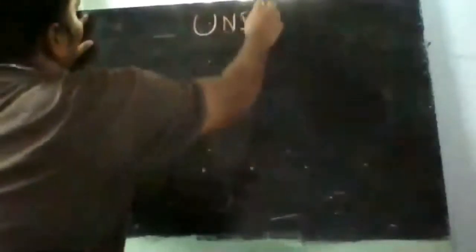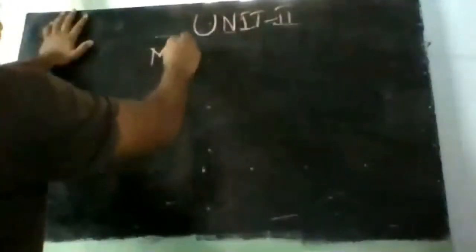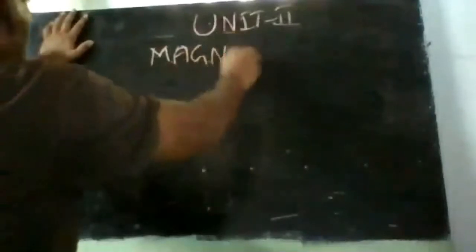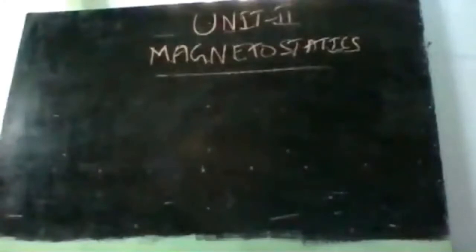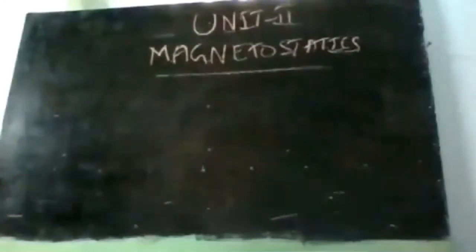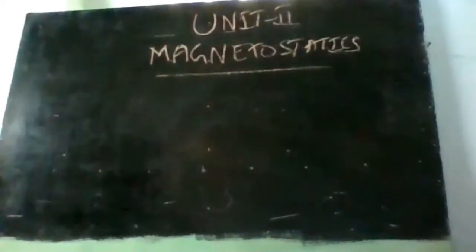That we have, unit 2, is magnetostatics. So there are two parts in this. The first part is about magnetostatics. Second part is about Maxwell's equations. So we will see the two parts. The first part is about magnetostatics.